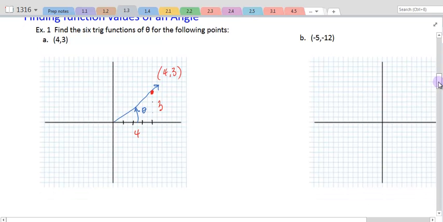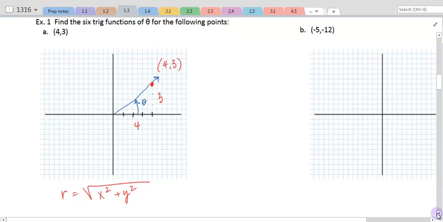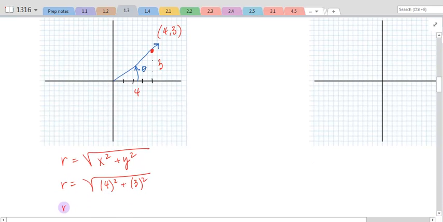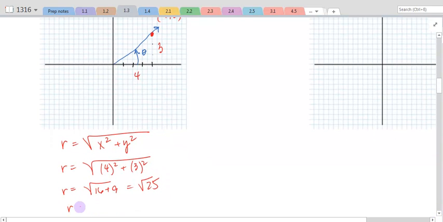So I can find r by saying that r is equal to the square root of x squared plus y squared. So r would be equal to the square root of 4 squared plus 3 squared. If you were doing the math on this, you'd find that that would be equal to the square root of 16 plus 9, which is 25. And further, you would find out that r is now equal to 5.